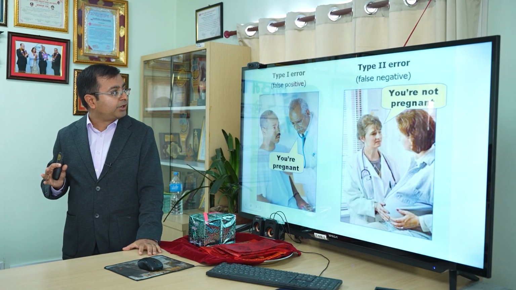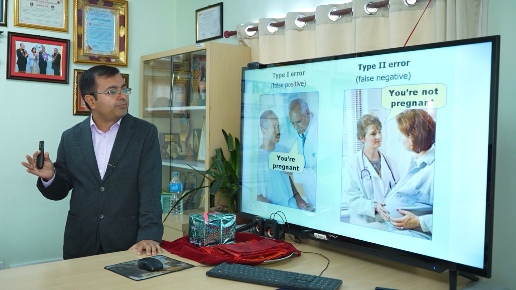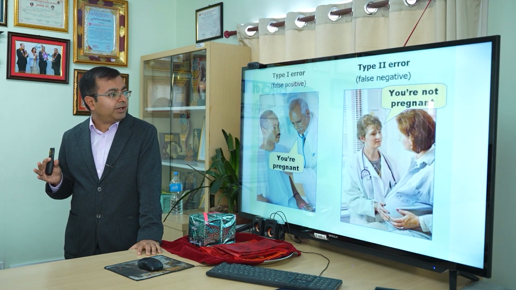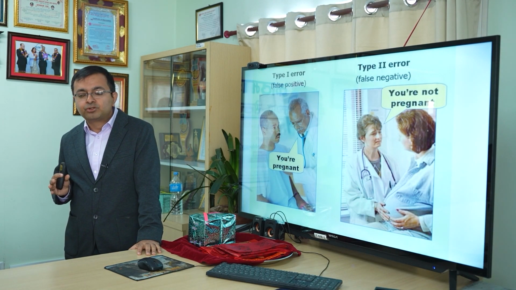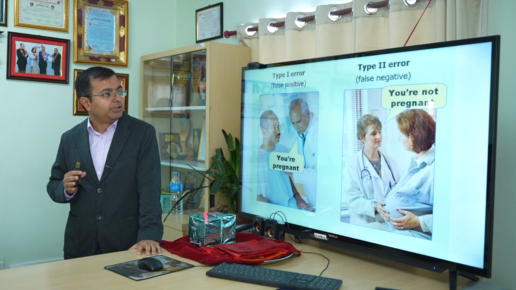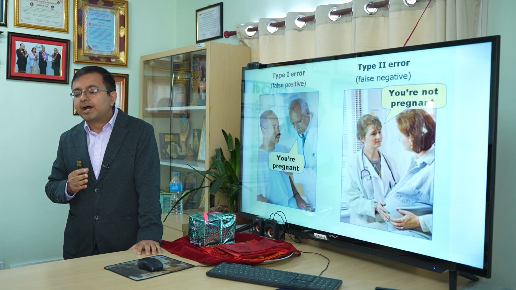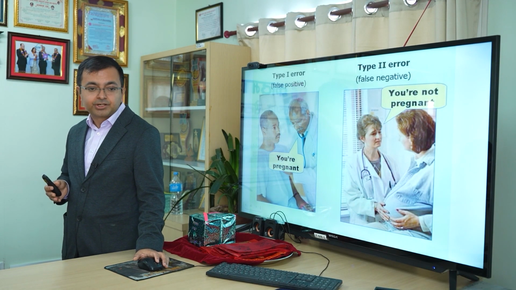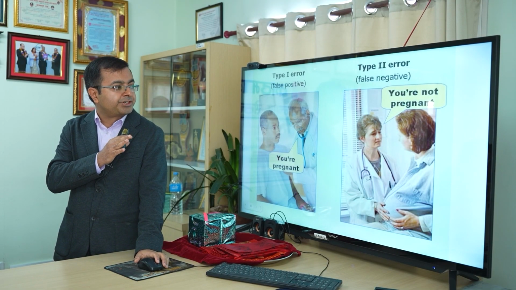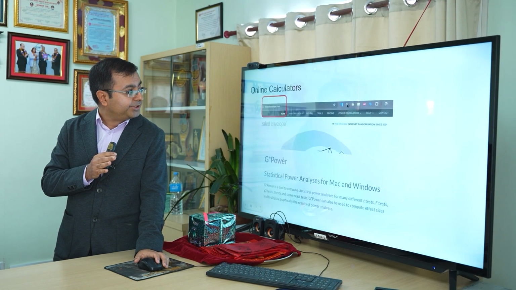And there is something called type 1 and type 2 error. So if we don't do the proper sample size calculation, we may end up with higher alpha or beta error. This is self-explanatory, so I am not going into details.